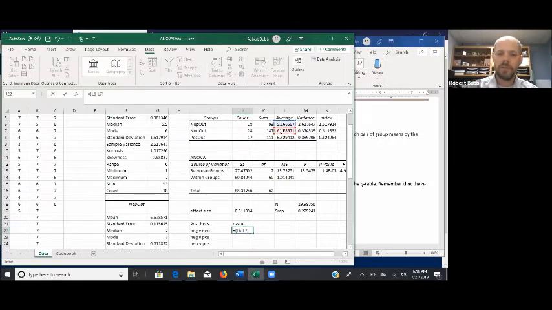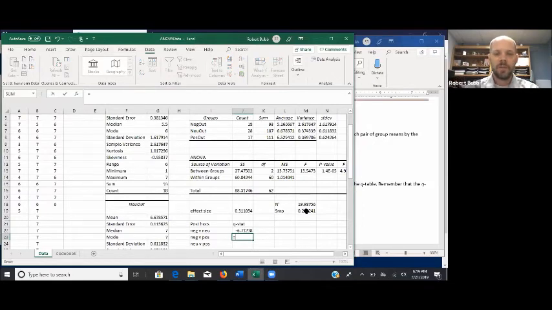Close parentheses. And now divide by that pooled standard error, the 0.225 number. Hit enter, and there's my first Q statistic. So when I compare a negative outlook versus a neutral outlook, I get a Q statistic of negative 6.71.